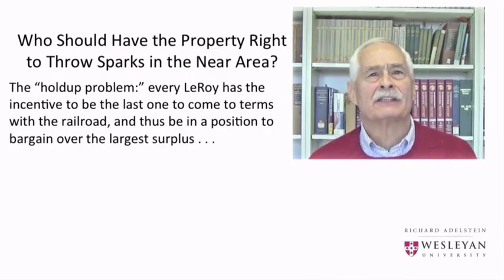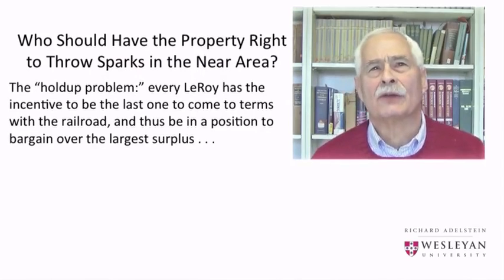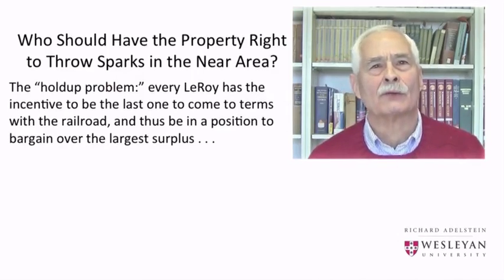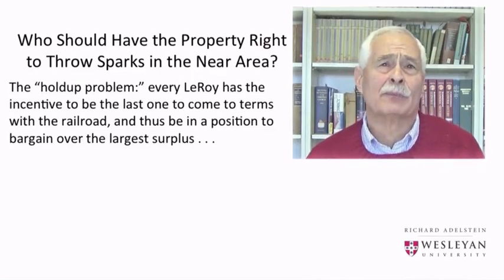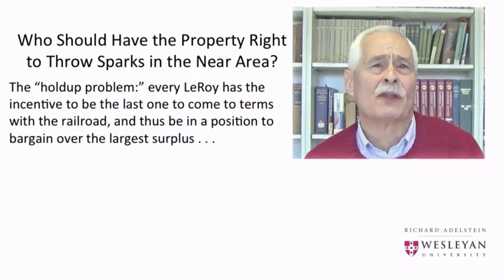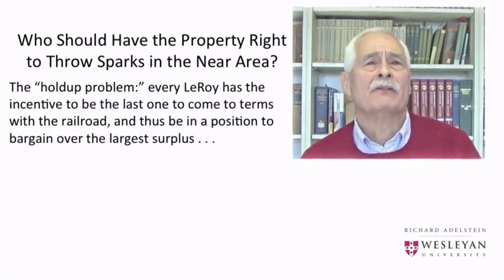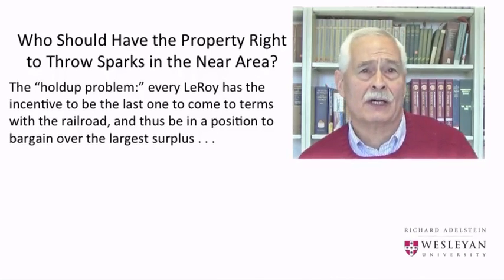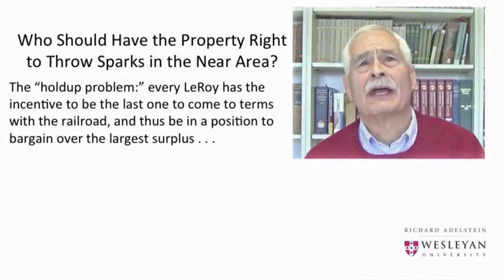Each Leroy thus has an incentive, on recognizing this situation, to withhold or conceal the information that it has about its own true valuation of the property right to throw sparks in its own yard. If some of the Leroys simply lie to the railroad company and say, well, no, the value that we place on that property right is not just $1,000, as our colleagues earlier in the line have agreed, we believe that the property right is worth $3,000 or $5,000 or $10,000 to us, and we won't sell that property right to you until you pay us the price that we're asking.